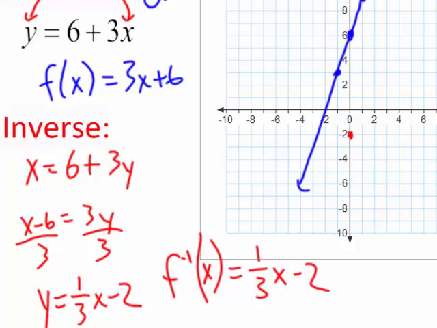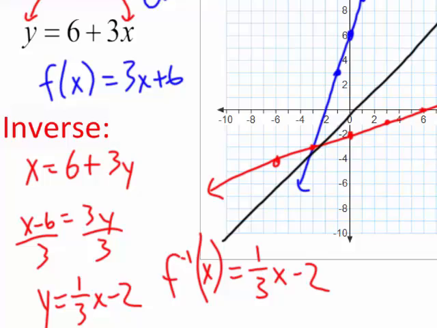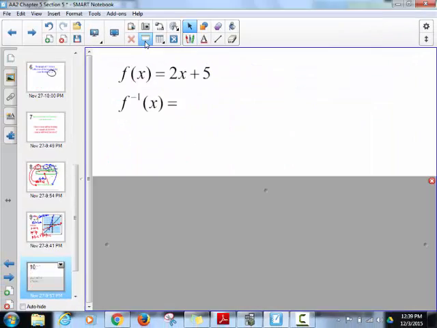So negative 2, up 1, right 3, up 1, right 3. I go down 1, left 3 as well. So is that a function? Yep, it passes the vertical line test. We already knew it was going to be, and it should mirror the y equals x just like that. Beautiful. So first you'll get practice at just changing a function into an inverse.